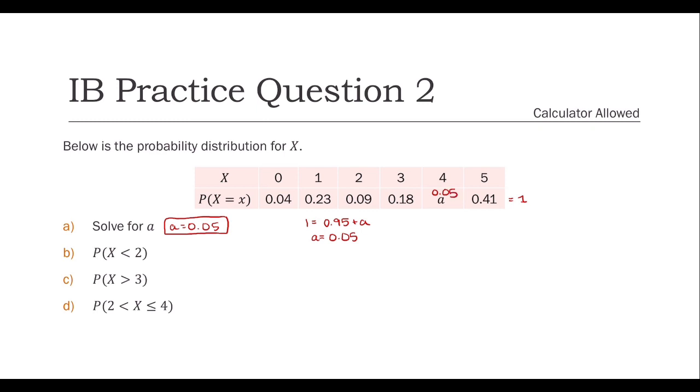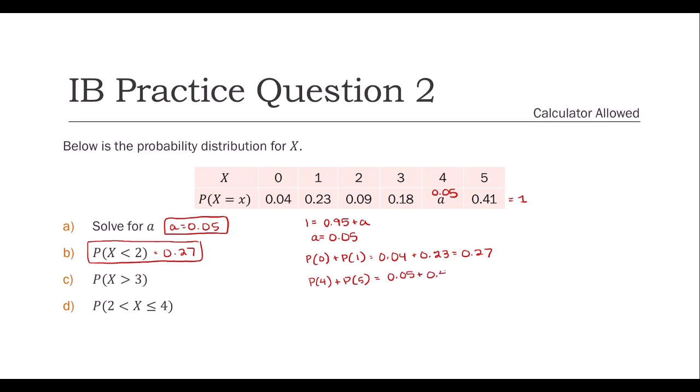Next it says find the probability that x is less than 2. For less than 2, 2 isn't included, so it'll be the probability of 0 plus the probability of 1, which is 0.04 plus 0.23, which equals 0.27. Part C says find the probability that x is greater than 3. So greater than 3 would be the probability of 4 plus the probability of 5. That's going to be 0.05 plus 0.41, which is 0.46.